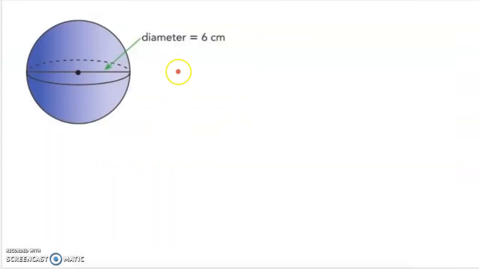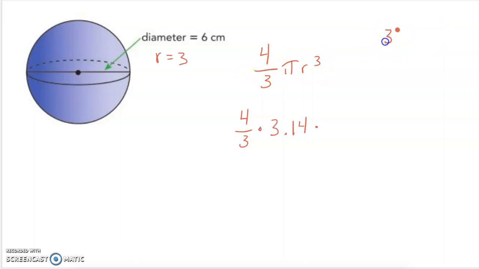So the diameter here is 6. If the diameter is 6, that means the radius is equal to 3. So our formula is 4/3 pi r cubed. We fill in what we know. We have 4/3 times 3.14 times the radius cubed. So the radius cubed means what's 3 cubed? Well, 3 cubed is the same thing as 3 times 3 times 3, which equals 27.